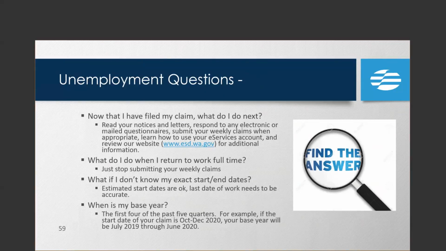When is my base year? The base year is the first 4 of the last 5 quarters. For example, if the start date of your claim is October through December 2020, your base year will be July of 2019 through June of 2020.